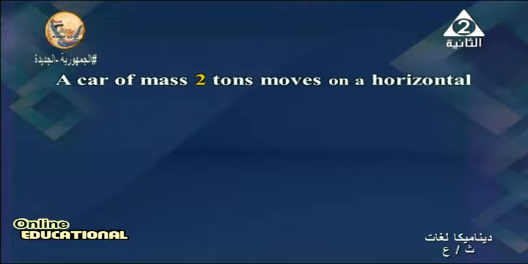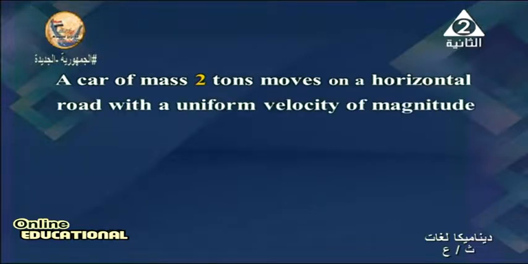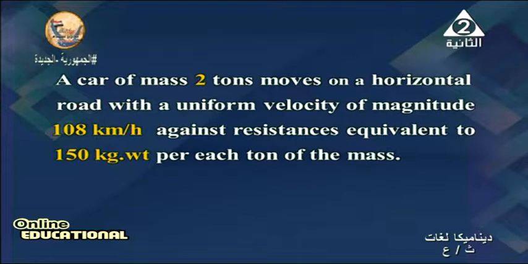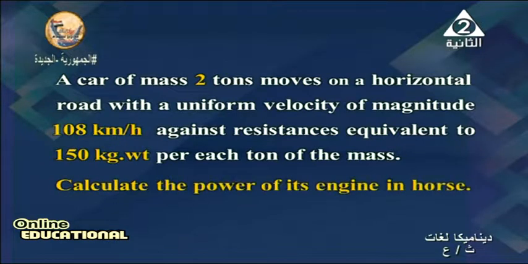A car of mass 2 tons moves on a horizontal road with a uniform velocity of magnitude 108 km per hour against resistance equivalent to 150 kilogram weight per each ton of the mass. Calculate the power of its engine in horse.